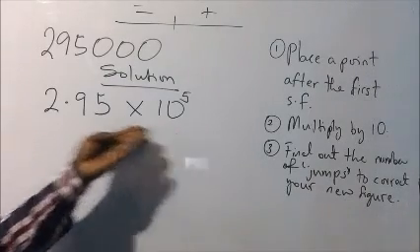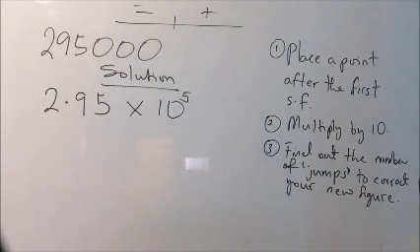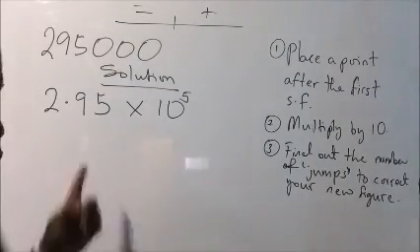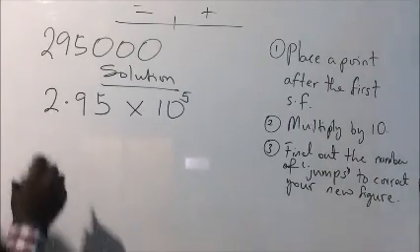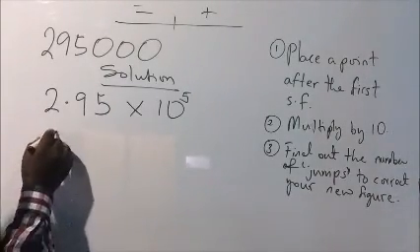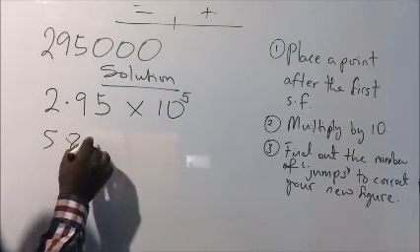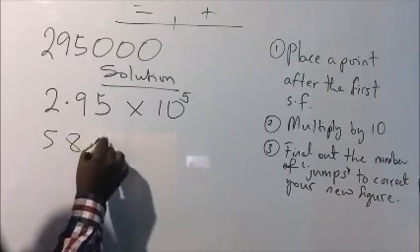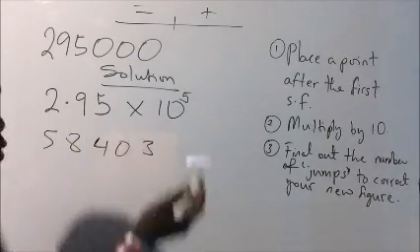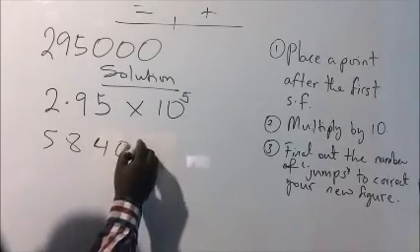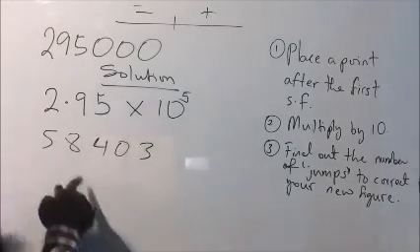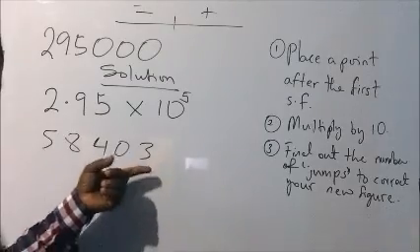Very simple. I've written my number in standard form. Example 2 of the same thing so that you get it quickly. You've been given 5,8,4,0,3. You see, with this one, it ends with a significant figure. So we need to maintain it.